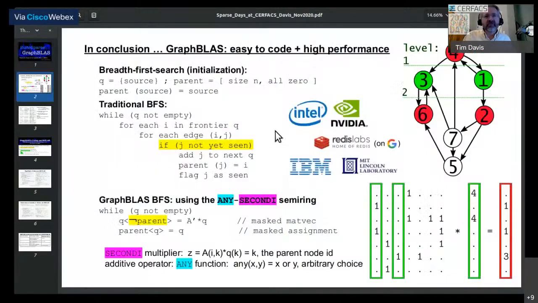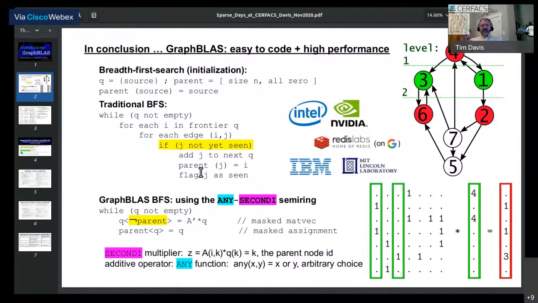So consider a breadth-first search, starting here at node 4, with the frontier of nodes 1 and 3. So the next frontier is nodes 2 and 6. Now, this traditional algorithm here on the left is easy to state and write, but as graph algorithms get more complex, this node and edge-centric model gets harder and harder to write, particularly in parallel.